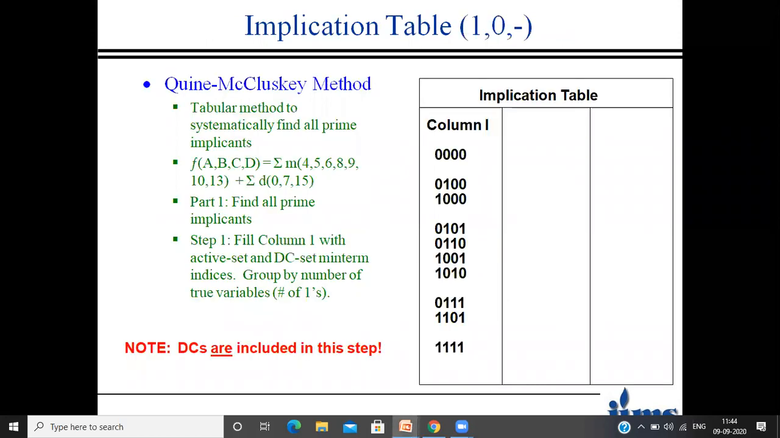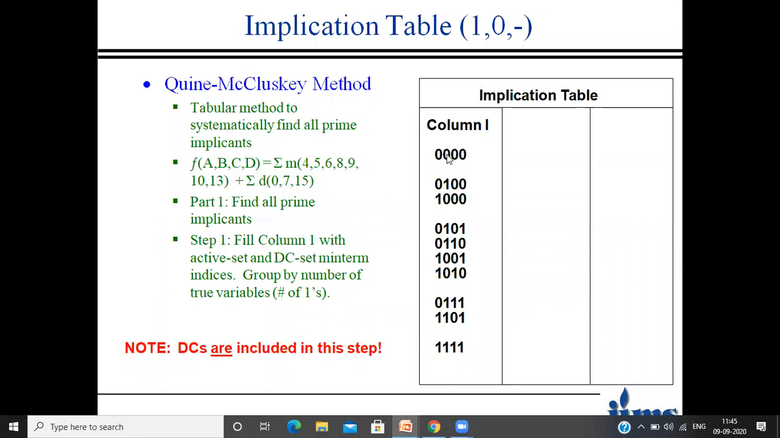So let us take a full example. Suppose we are given f(a, b, c, d) equals summation m, that is the min terms, 4, 5, 6, 8, 9, 10, 13. What was the last example? And summation d, that is the don't care, 0, 7, 15. So in the first implication table, we have to represent all numbers. So in the first part, find the prime implicant table.